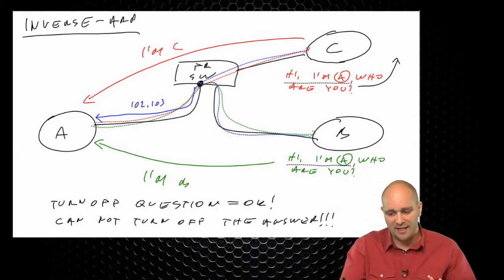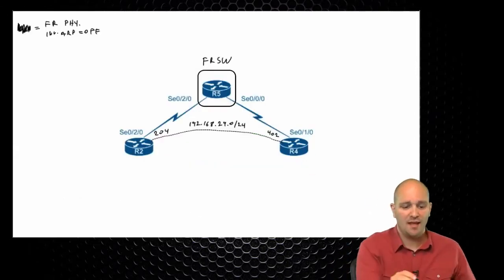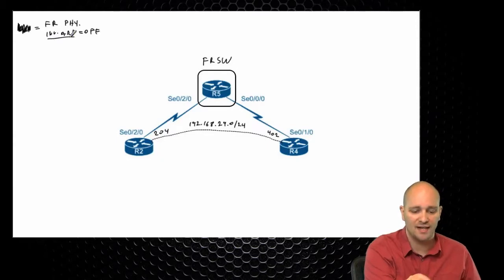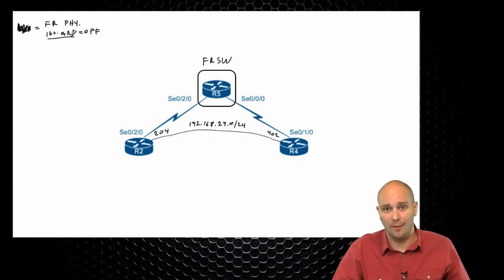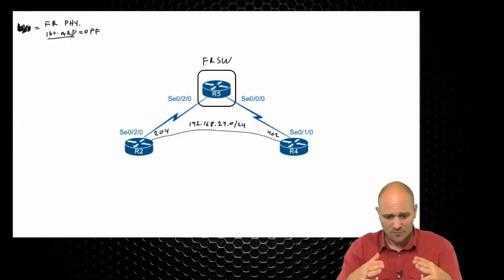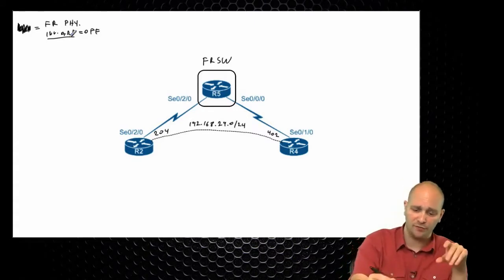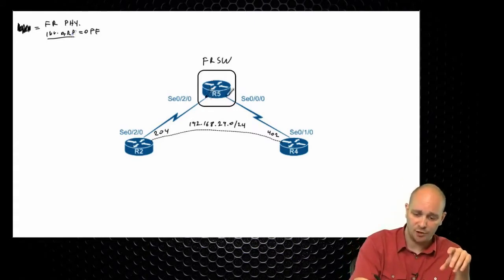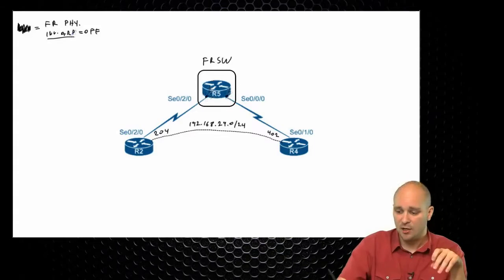So when we say that inverse ARP needs to be turned off, it needs to be turned off on both sides of the connection for it to make sense. And I will demonstrate to you right now. So the first thing that we are going to do is we have already configured interfaces on R5 here to be DCE interfaces.